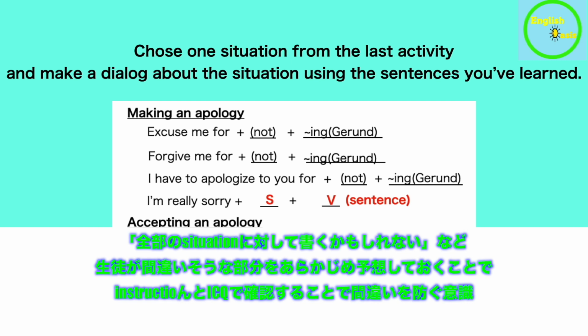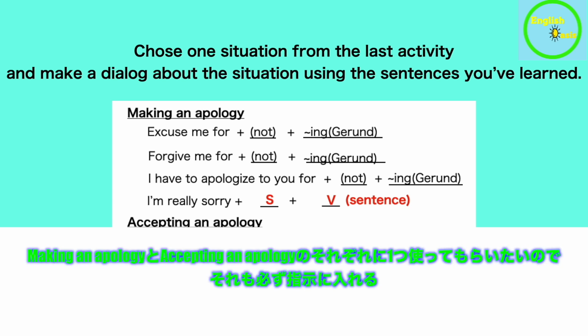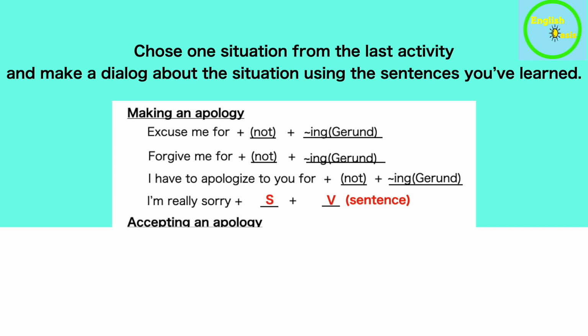And we've learned a lot of sentences today. Please make a dialogue about making an apology and accepting an apology. And please use one sentence for each. For example, for making an apology, please choose one sentence. And accepting an apology, please choose one sentence. I'll give you 5 minutes to do it.